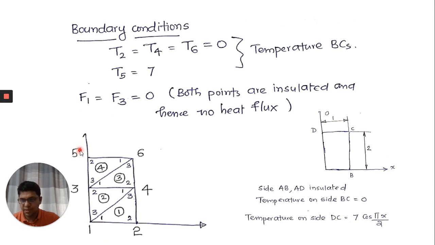But you have to remember that node 5 actually belongs to this line also, DC, and node 2 actually belongs to BC also. So there will be some heat flux coming out from node 2 and node 5. So it is not insulated. So you will have some heat flux at 5 and 2. But if you look at node 1, there is no heat flux. It is perfectly insulated. And node 3, no heat flux. It will be insulated. So normal heat flux from node 1, that represents F1, will be equal to 0. And normal heat flux from node 3, F3, will be equal to 0. F1 is equal to F3 is equal to 0.